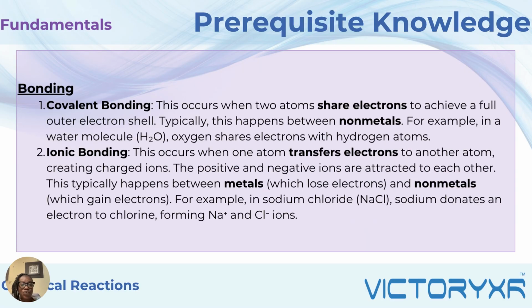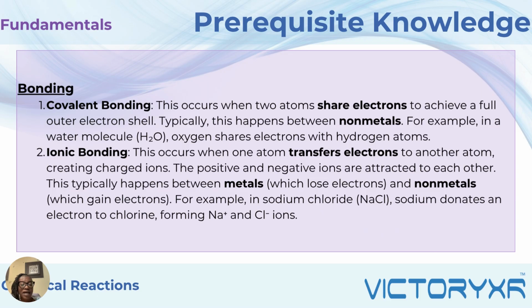Covalent bonds happen when two atoms share electrons. That means that the outer shell has a full valence or contains 8 electrons. This happens between nonmetals. Ionic bonds occur when there's a transfer of electrons from one atom to the next.